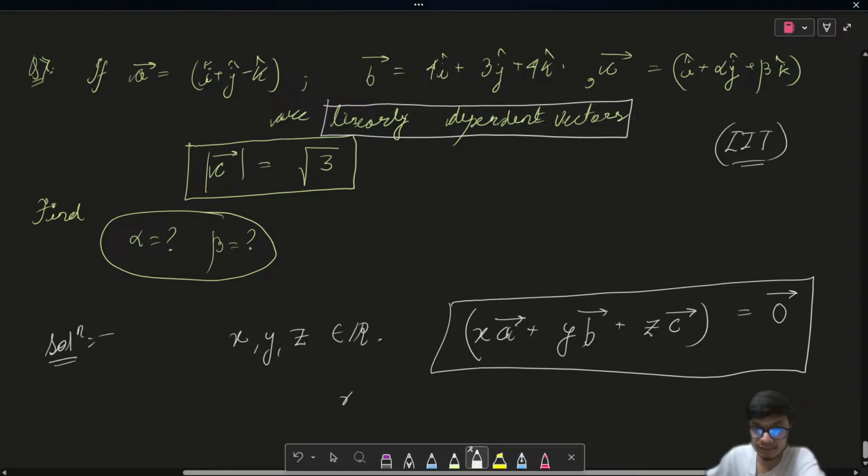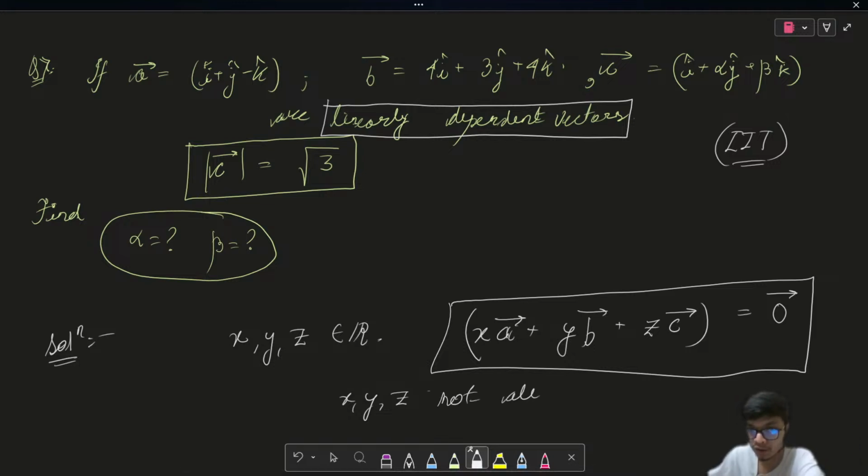such that x, y, z are real scalars and not all are equal to 0, then there exists some kind of linear dependence between a vector, b vector, and c vector. So they are not all equal to 0. Maybe one of them is equal to 0, or maybe two of them are equal to 0, but not all equal to 0. That is a very important idea.